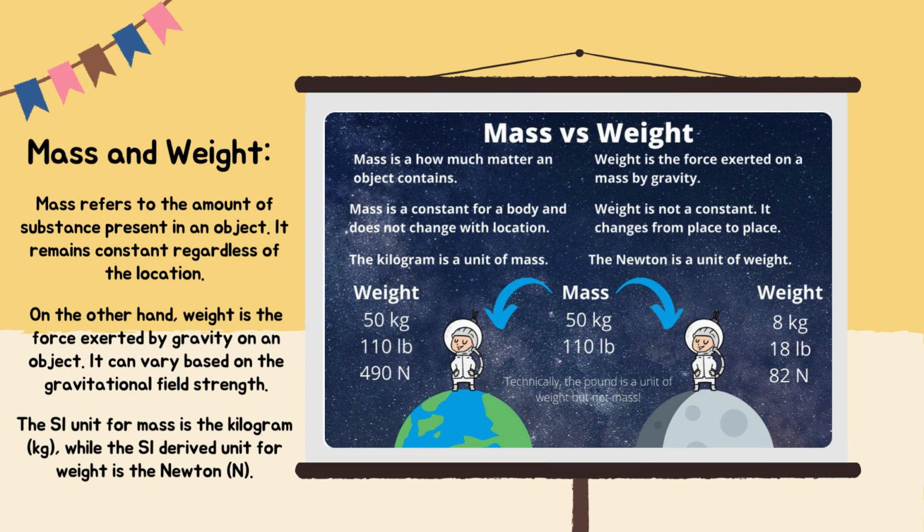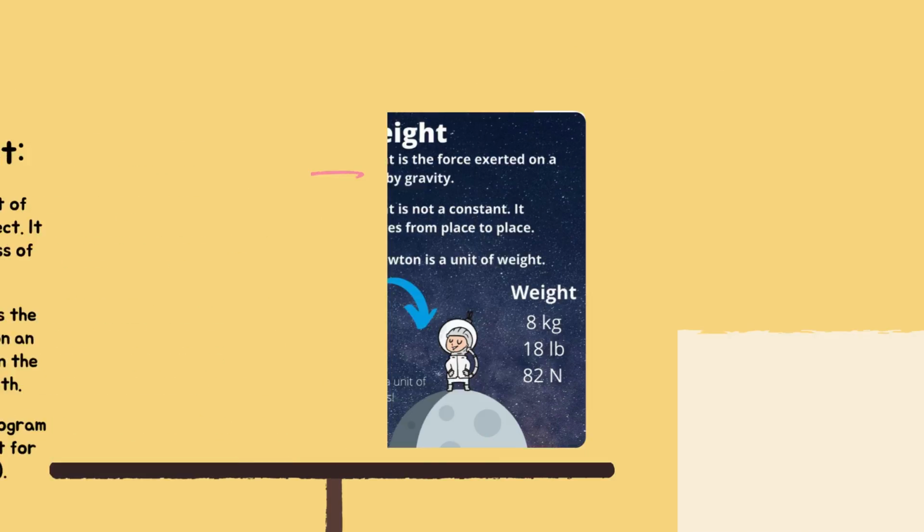Mass refers to the amount of substance present in an object. It remains constant regardless of the location. On the other hand, weight is the force exerted by gravity on an object. It can vary based on the gravitational field strength. The SI unit for mass is the kilogram, kg, while the SI derived unit for weight is the Newton, N.